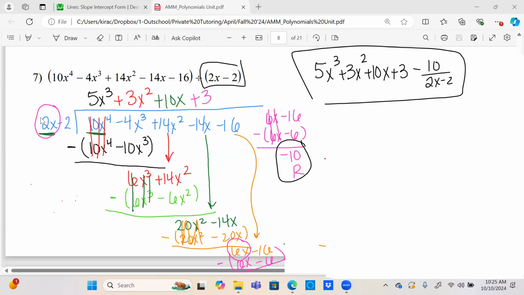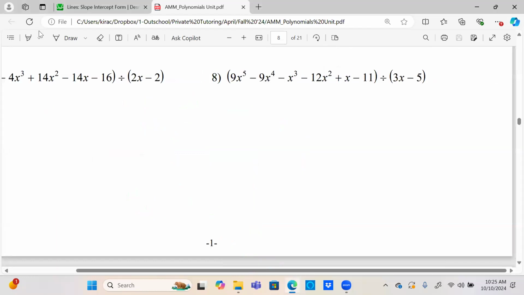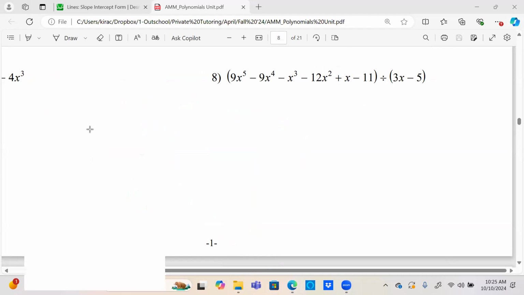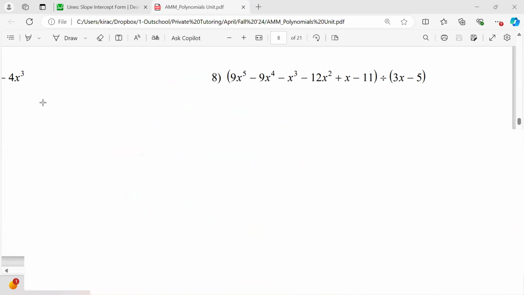Number 8, we cannot do synthetic because of this 3. So we're gonna go ahead for long. I'm gonna just go ahead and get a whole lot of space here.